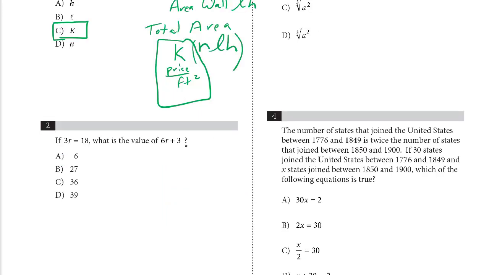Number 2. If 3R equals 18, what's the value of 6R plus 3? So I could just solve this for R and say R equals 6, multiply that by 6 and add 3. It's almost easier, though, just to double 3R, because I know 6R is double 3R. That's 36, and then just add 3. The answer is 39. So 6R is 2 times 18, the 3R, plus the 3, if you didn't catch what I'm doing there. So the correct answer for number 2 is D, 39.